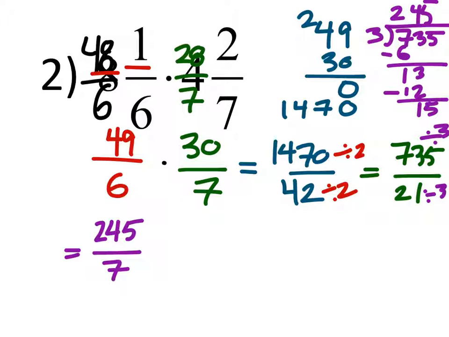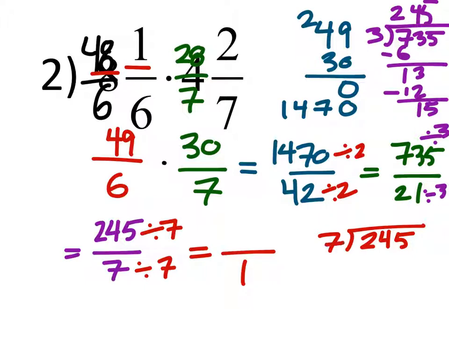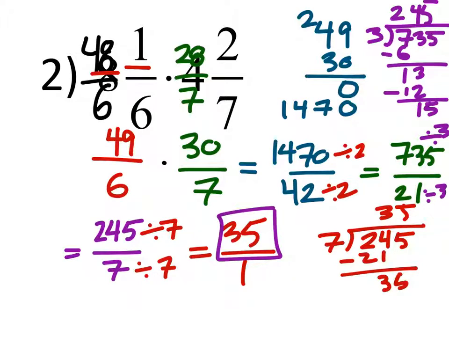And as it turns out, 245 should be divisible by 7 as well. I don't know that off the top of my head. I just know that 49 is divisible by 7. So I'm looking back at the cross simplification on that. So we do need to divide both of these by 7. Well, 7 divided by 7 is 1, but let's look at 245 divided by 7. So there's 3, 21, 35, 5. 35 over 1, which I'm okay writing as 35.